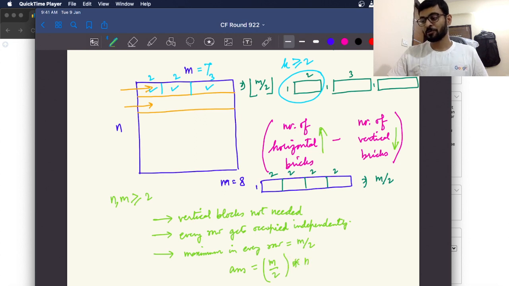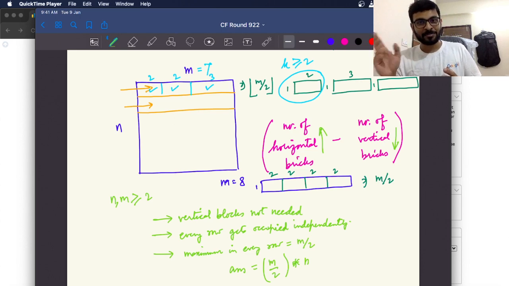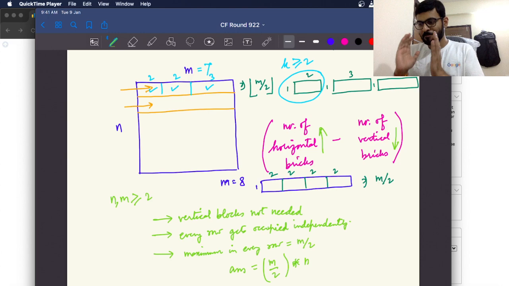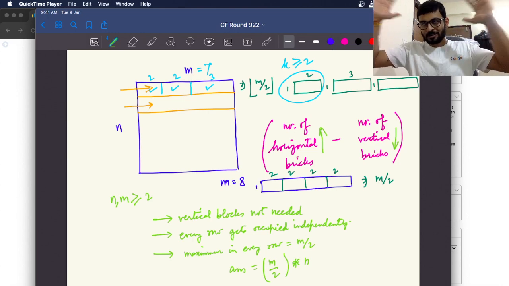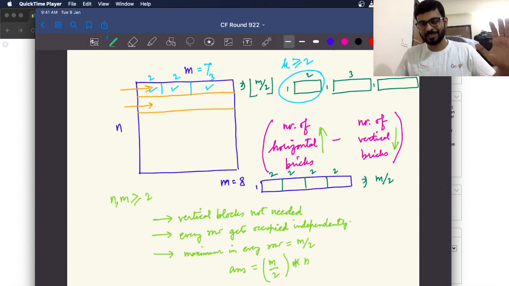Be very careful, don't multiply n and m before. It might happen that an even n multiplied by an odd m may make the number even, and then when you divide by 2 later, you may get a slightly bigger number. So m by 2 is what you get in every row. Get that and then multiply by n. Otherwise, you may get a wrong answer.